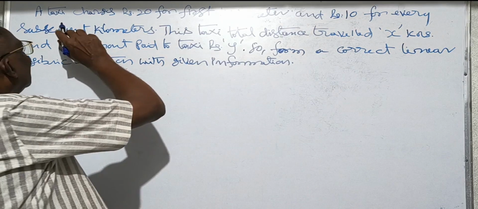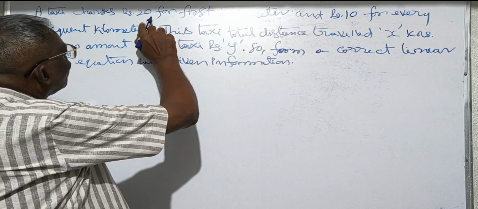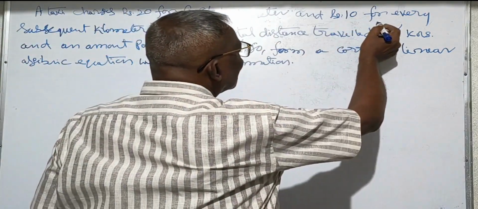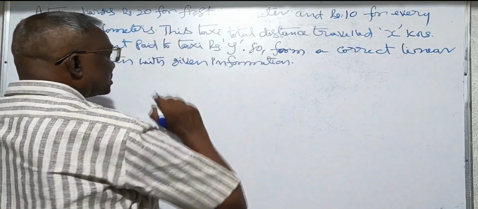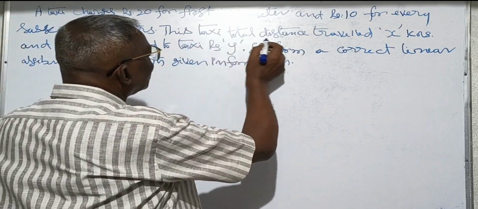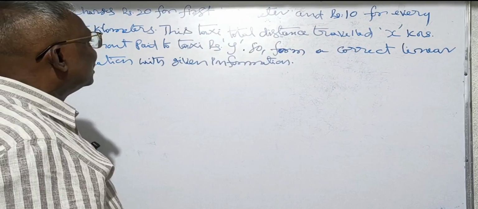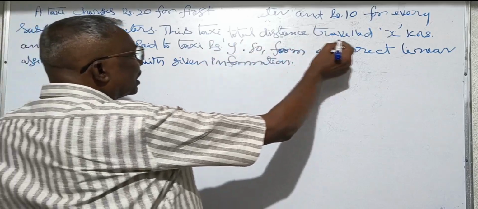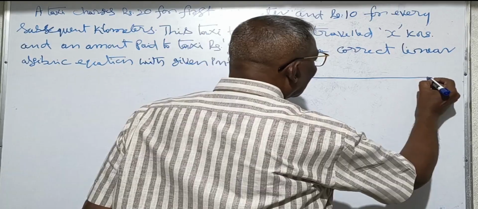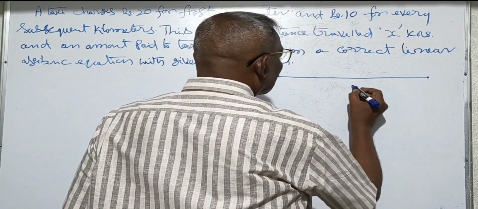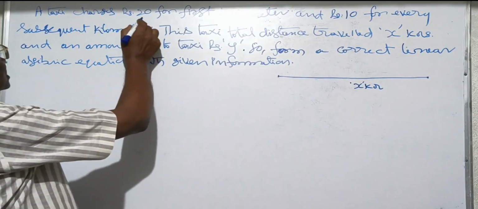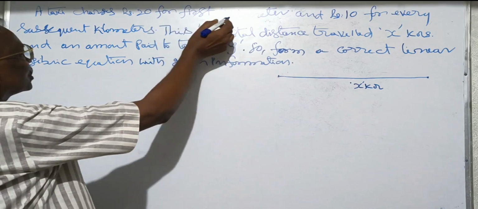This is our problem. A taxi charges Rs.20 for the first kilometer and 10 rupees for every subsequent kilometer. This is the first condition. Next, the taxi's total distance travelled is x kilometers. So that means from here to here is x kilometers.